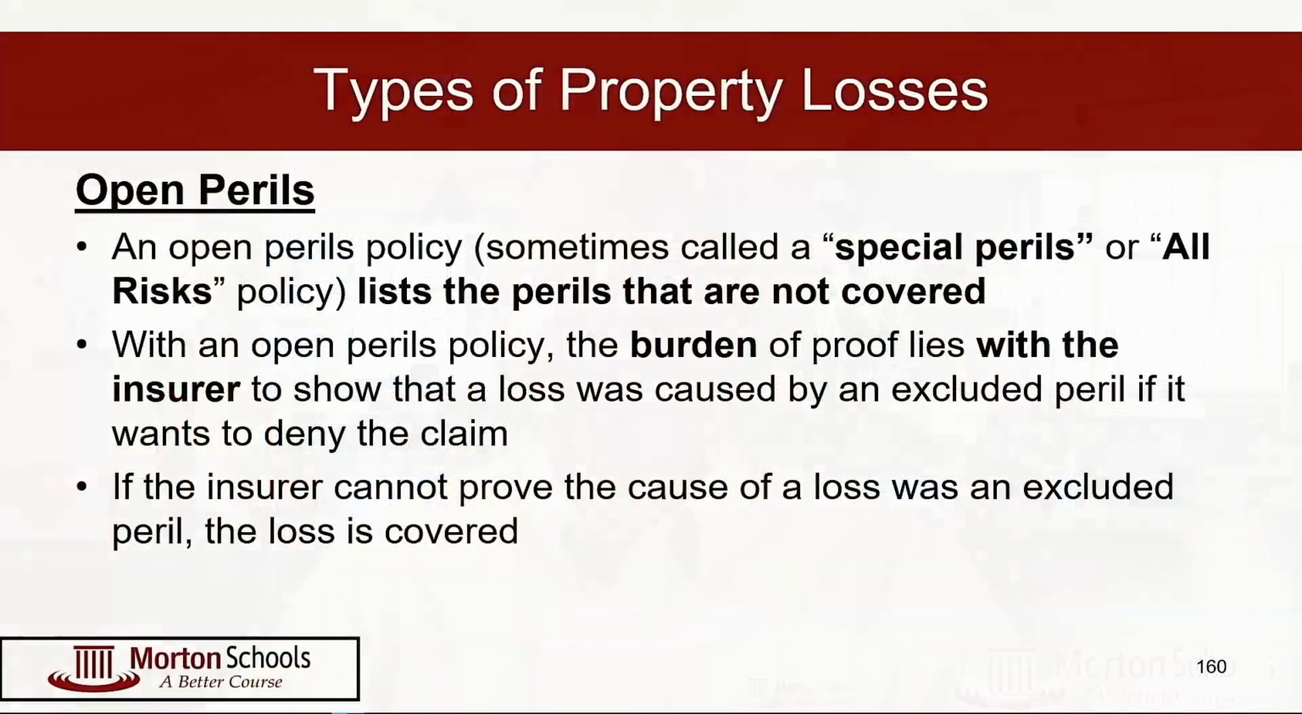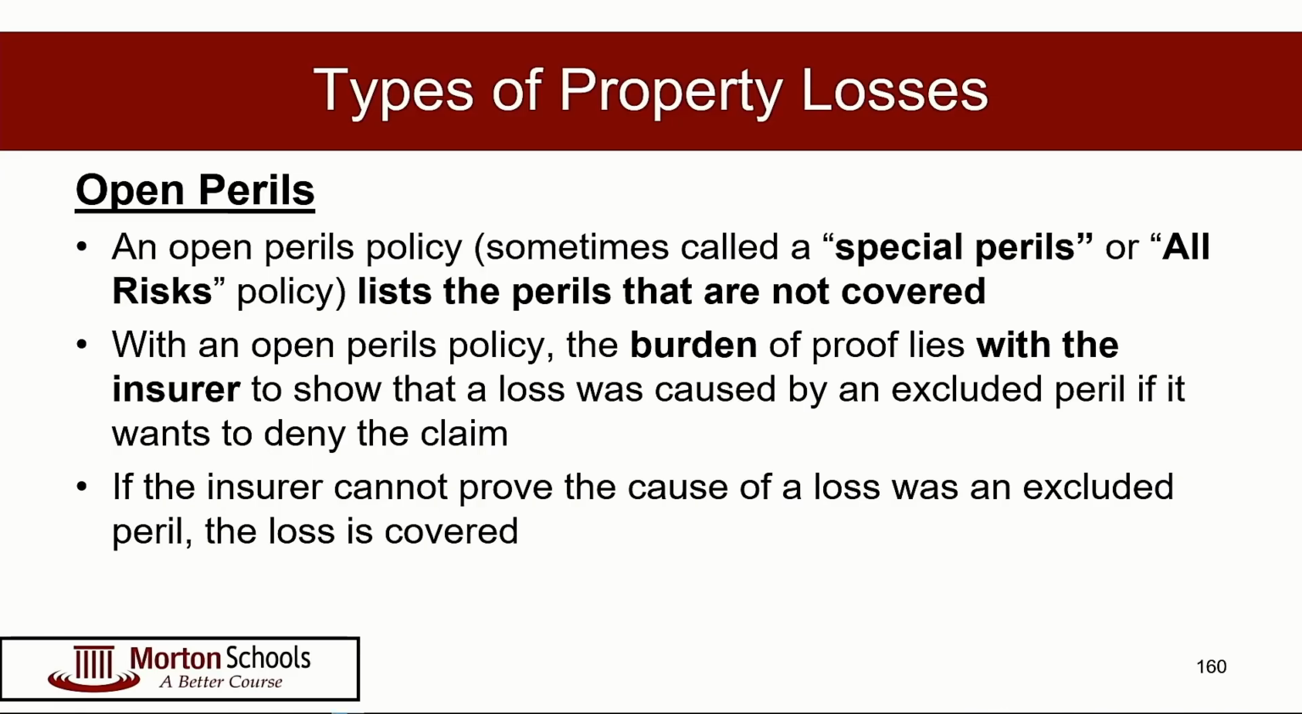So now, instead of memorizing things that are covered, we need to what? We need to remember the things that are not covered. Because with open perils, it covers everything except for what's on the exclusion list. Another name for open perils is special perils or all risks. And you can see either of those names, special perils or all risk, instead of open perils on the test.